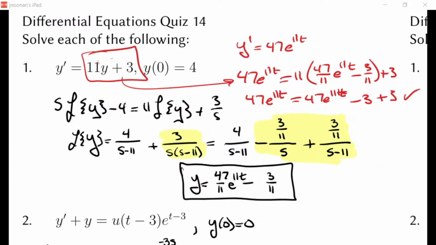Okay, let's take a look at number 2. Unless there are other questions about 1? 1 is okay? 1 is good. Okay, let's take a look at 2.